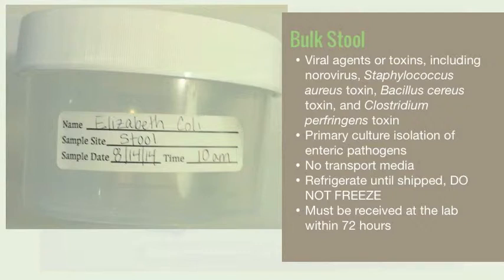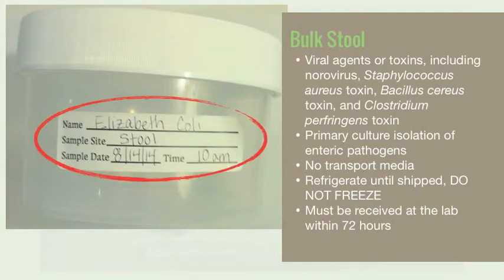Specimens should be refrigerated until shipped but should not be frozen. Specimens must be received at the lab within 72 hours of collection. Label the container with the patient's name, specimen type, and collection date.